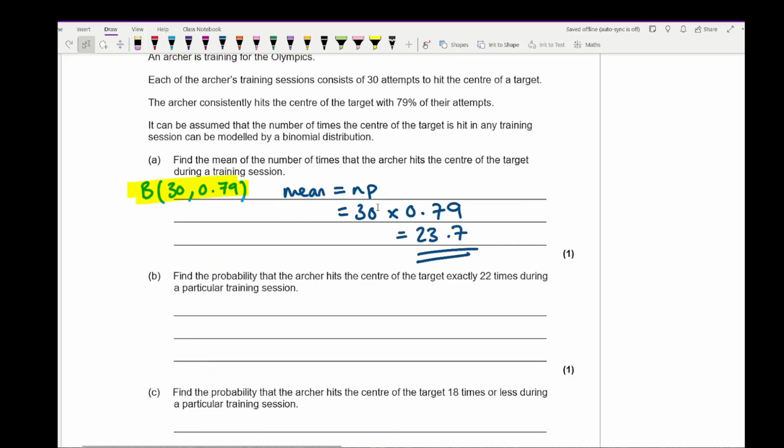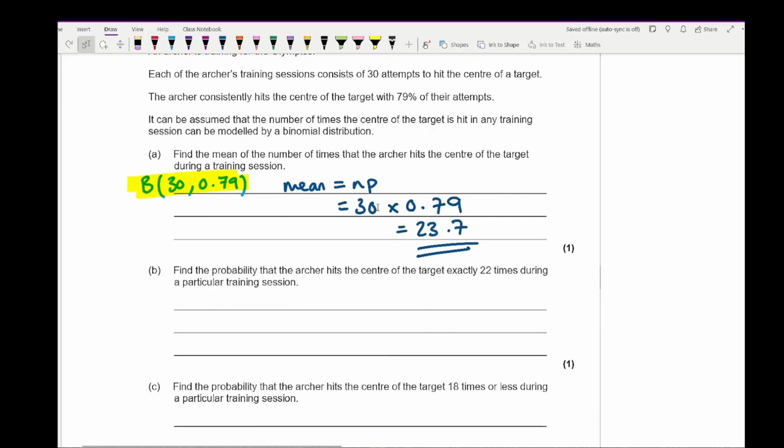It then says for b, find the probability that the archer hits the centre of the target exactly 22 times during a particular session. So again, setting up the parameters of 30 and 0.79, what we're looking for is the probability that x equals 22. For this, you will probably need to use your calculator or the formula, but you should have your calculator that can handle this.